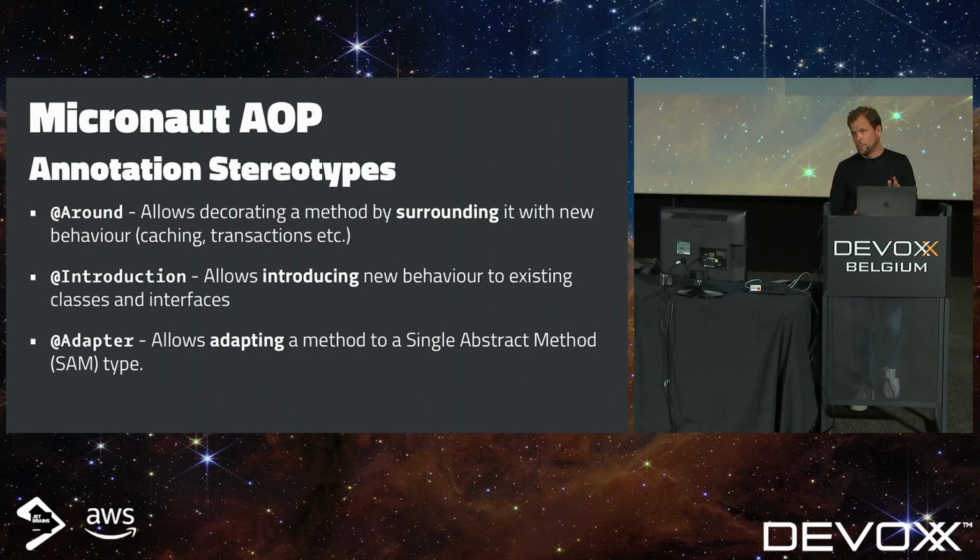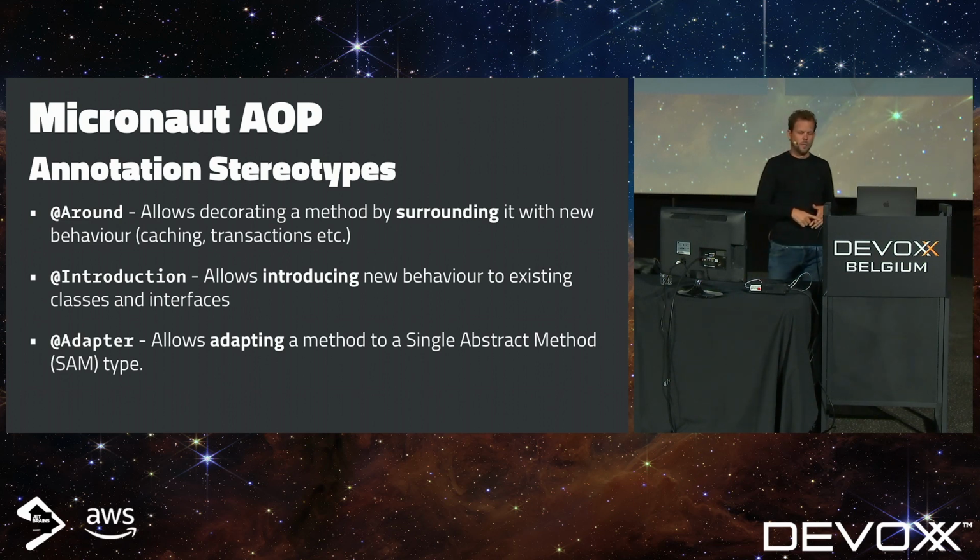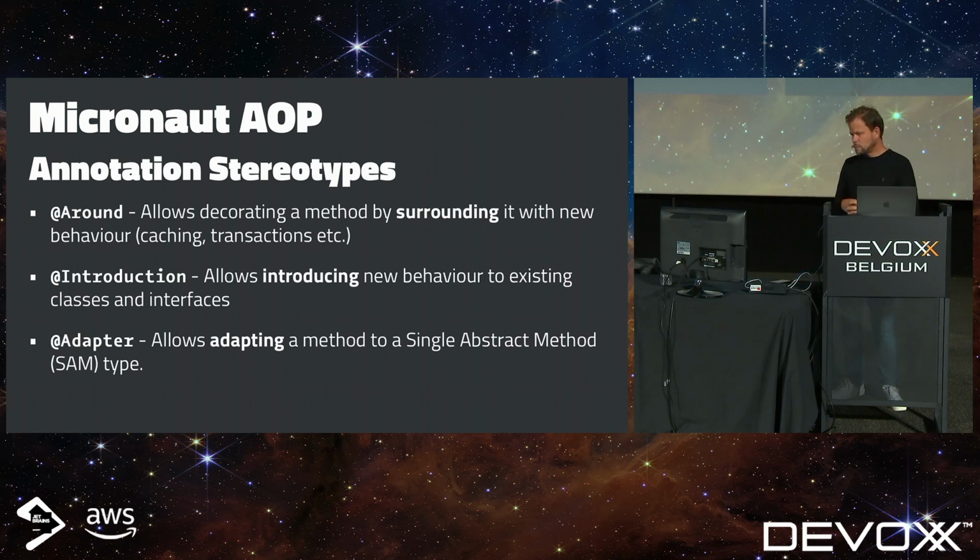In terms of Micronaut AOP, there are different types of AOP that you can define, and you can define them in your own code, or the framework can define them. Some people implement their own logging or tracing using around advice, where it essentially decorates the behavior of a method, wrapping new behavior around it. So that's things like caching, transactions, tracing, logging, etc. You might want to implement your own.